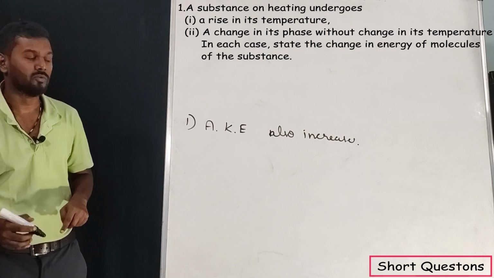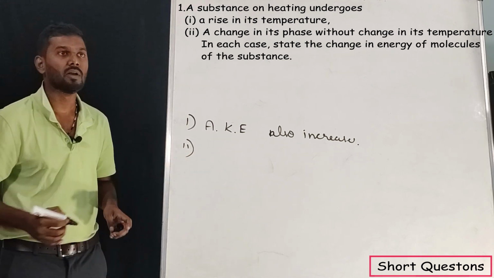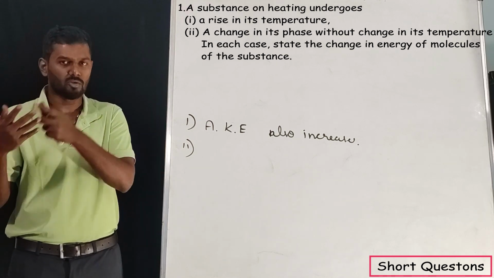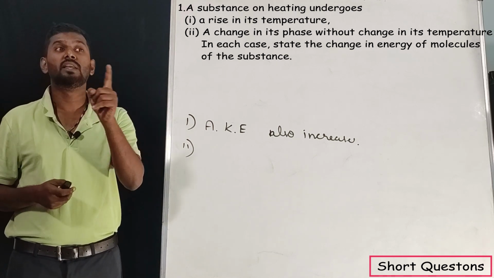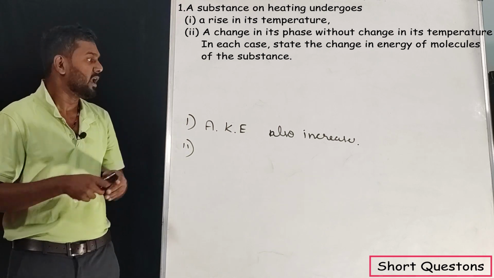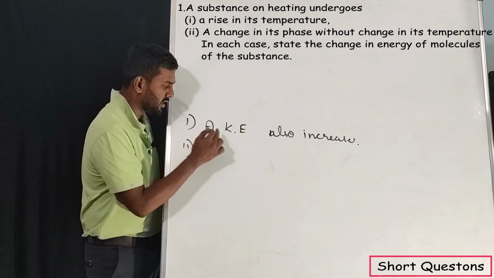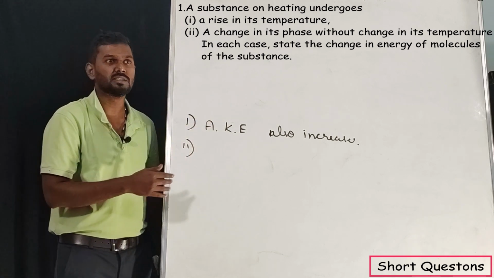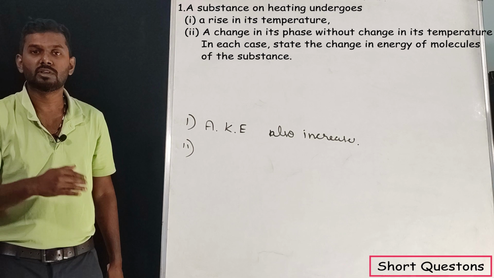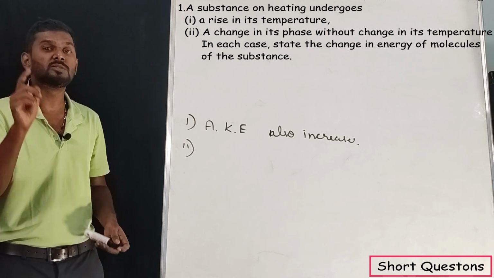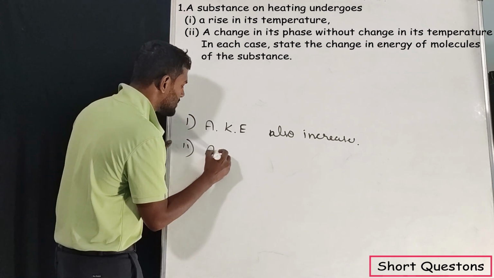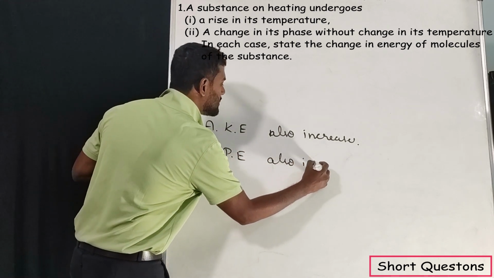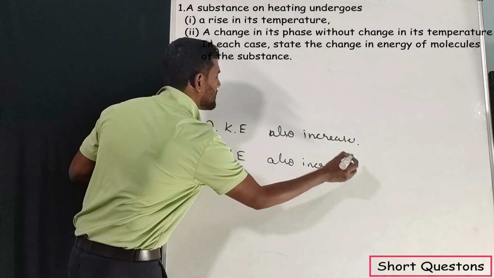See, you have to write it in full form. Then the second one: while there is a change in phase, assume the solid is converted into liquid, but the hint is there is no change in temperature. If the temperature is not increasing, then there will be no effect on kinetic energy. When there is a change in phase without change in temperature, average potential energy also increases. So this is the answer they are looking for.